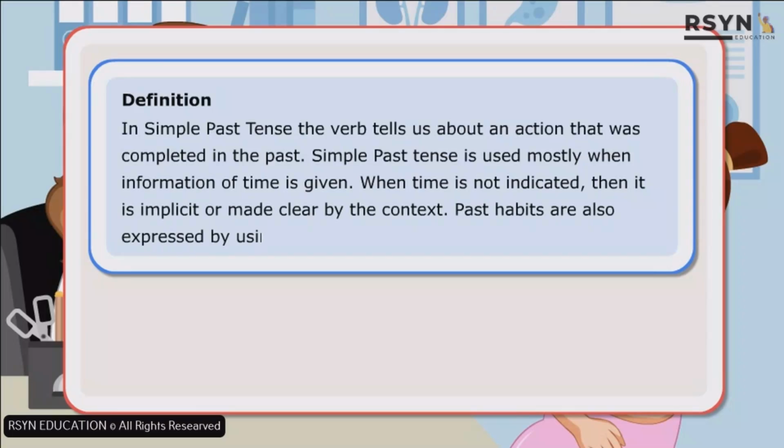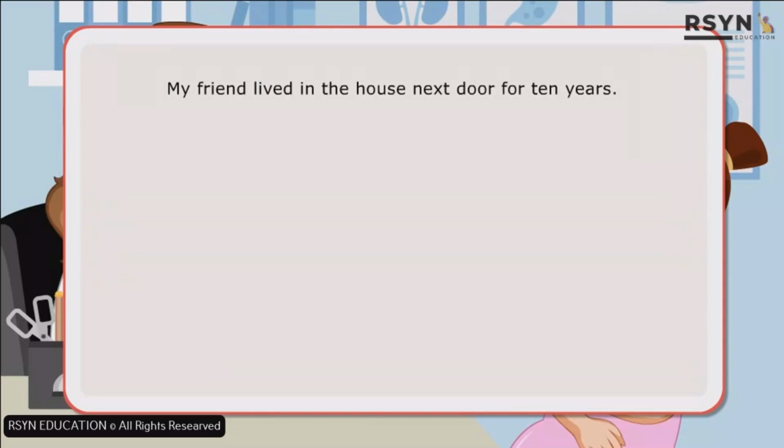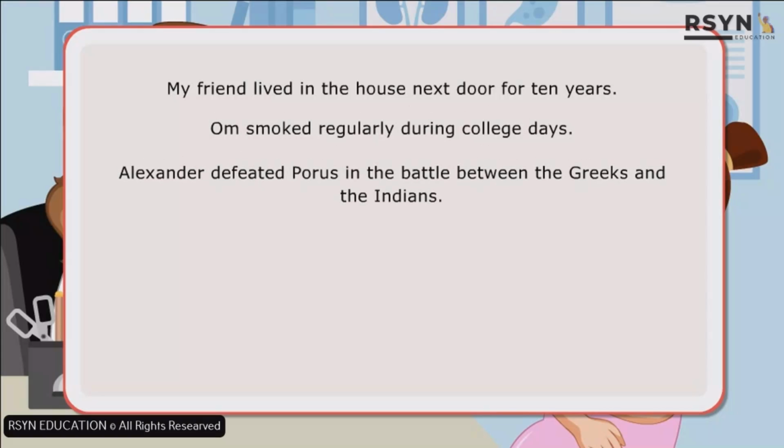Let us look at a few sentences. My friends lived in the house next door for 10 years. Om smoked regularly during college days. Alexander defeated Boris in the battle between the Greeks and the Indians.